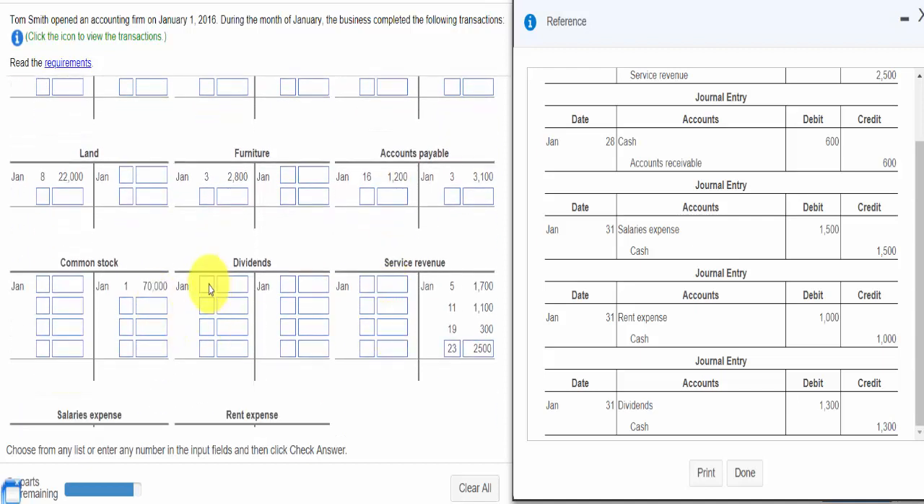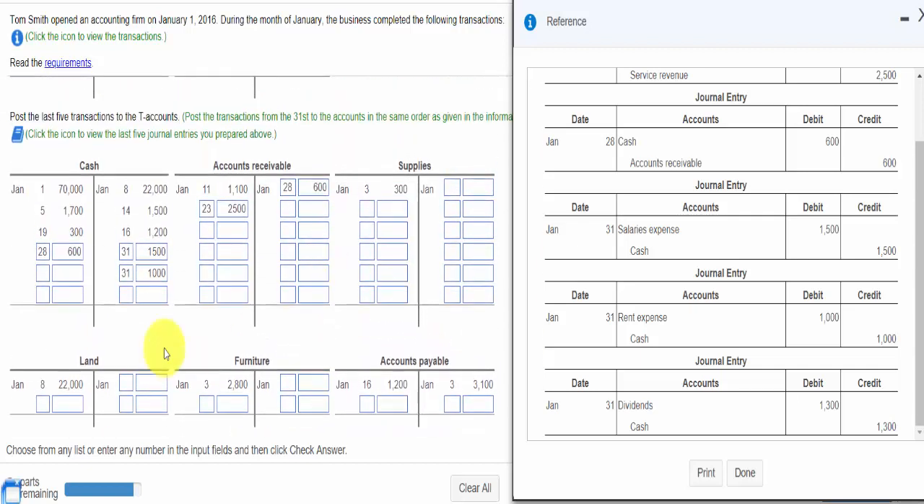The next is dividend, debit on 31. Here is the dividend on 31, it is a debit, so we will put the 1,300 in the debit area of the dividend. Second, the cash account is used in this entry as a credit, so we go to the cash account and put the amount.